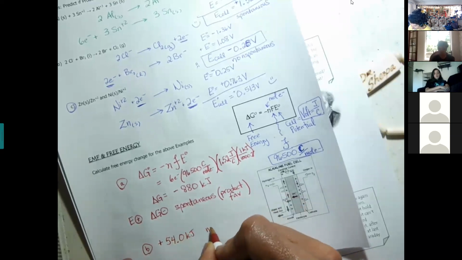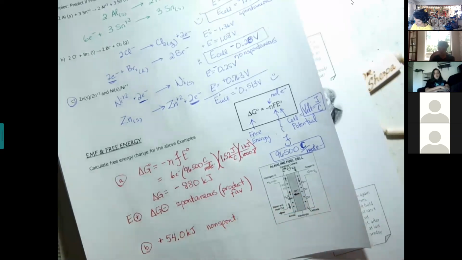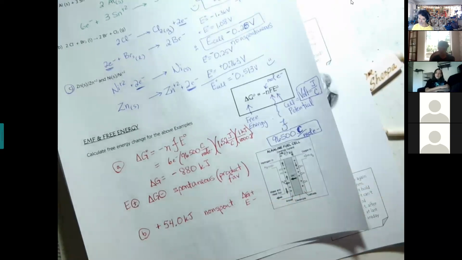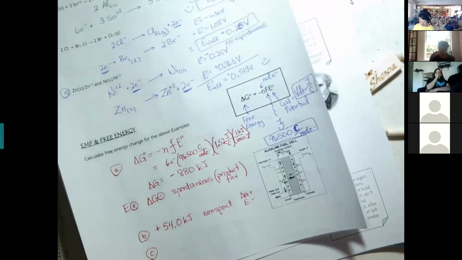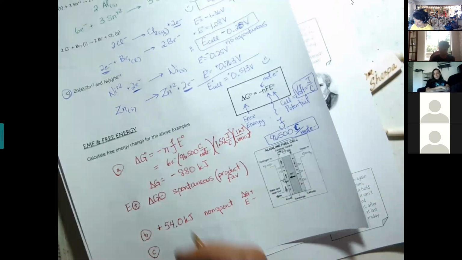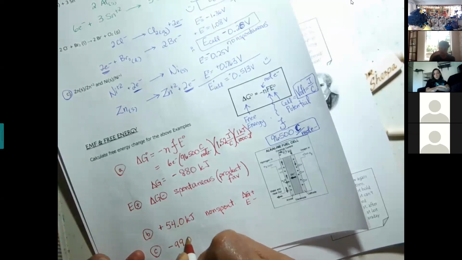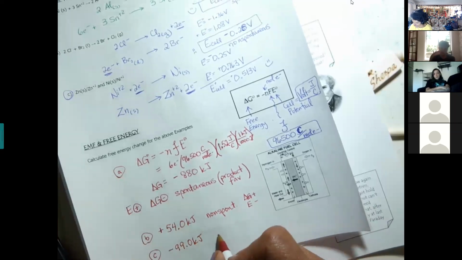So this one was non-spontaneous or reactant favored. So delta G was positive because E was negative. So it does not work as a battery. And then for C, what do we have? 5, 1, 3. We had negative 99 kilojoules. And that again means spontaneous.